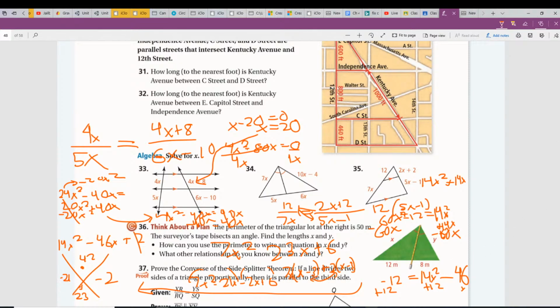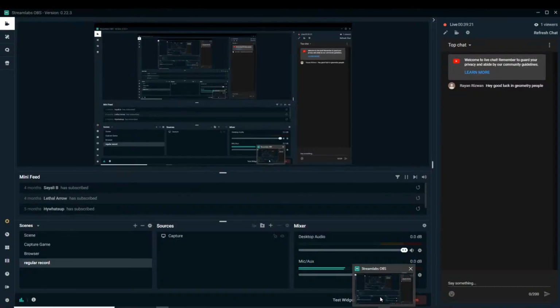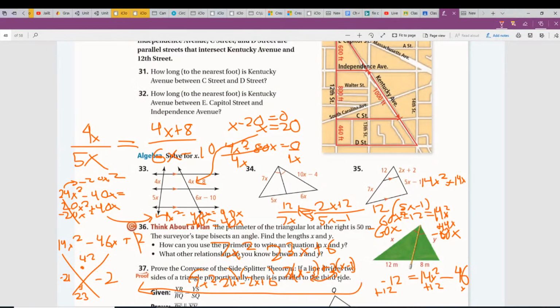Yeah, you guys can hear Discord notifications. Oh, okay. Yeah, accelerated geometry is what we're doing right now.